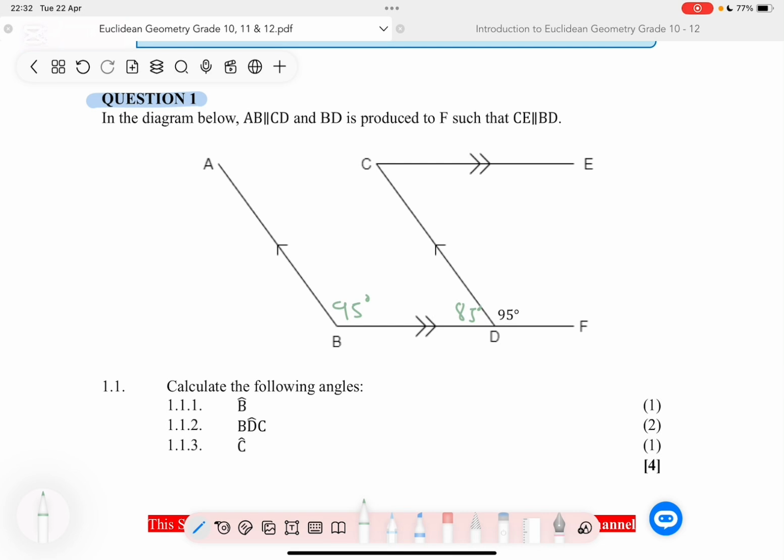Now the last question says that we should find angle C, this angle here. What I see on this diagram is a Z shape here, and of course these two lines CE and BD are parallel, we are told in the question. It therefore means they are alternate angles, meaning when one angle is on the right of the vertex, the other angle will be on the left of the vertex. That's why we say they're alternating. So those two alternate angles must be equal.